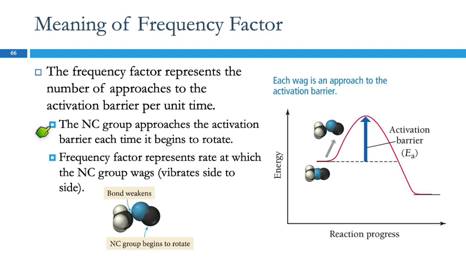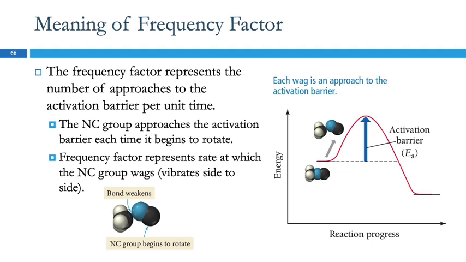So that NC group approaches the activation barrier each time it begins to rotate. So this begins to rotate, that bond weakens. That's approaching this state. Is it going to go all the way to become that state? We don't know. So they talk about this NC group wagging, like a dog's tail is wagging.